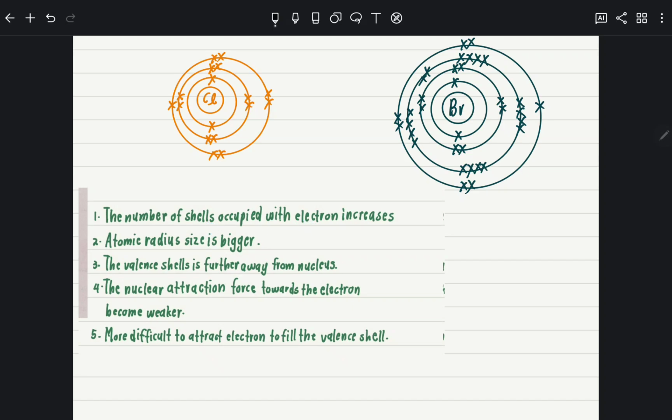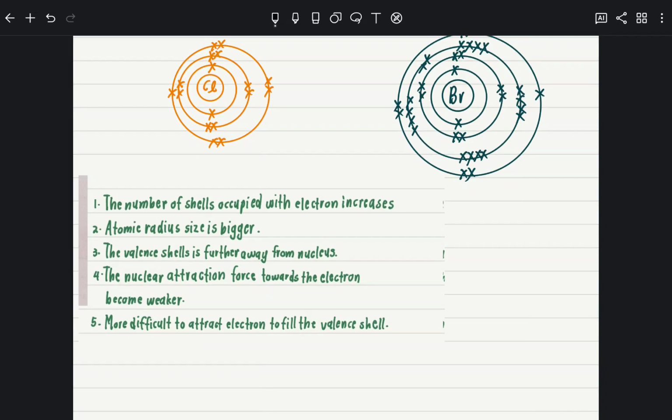For whom? For sure for bromine. Why? Because it has more electrons. When they have a lot of electrons, for sure they need more shells to place all the electrons. Correct? So that one should be your second point.